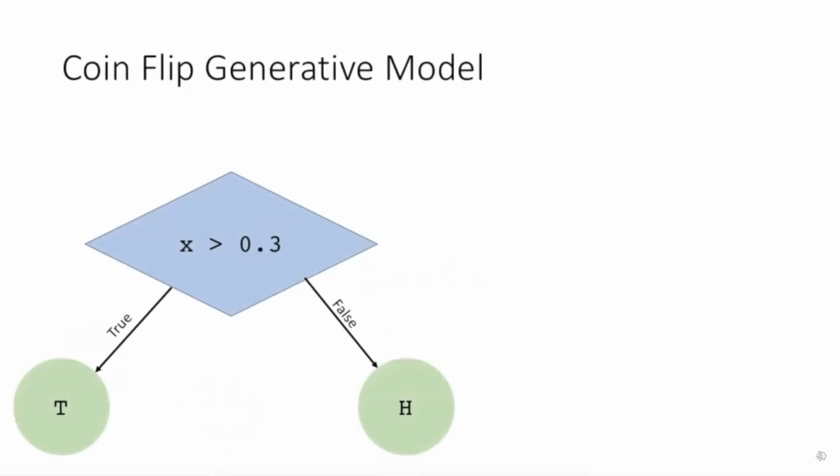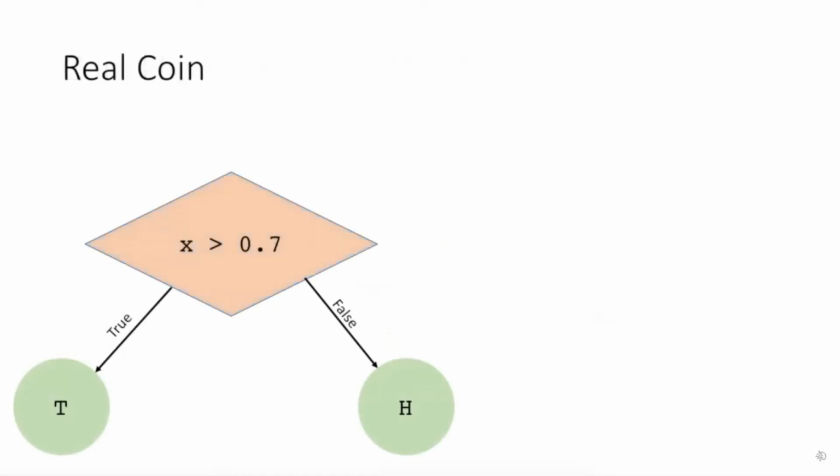Now, let's run a second trial with our updated models. So our generator creates fake data using the new parameters, and now it has 3 heads out of 10. Let's say our real coin gives us the same data set with 7 heads.